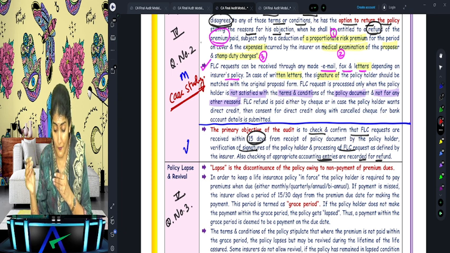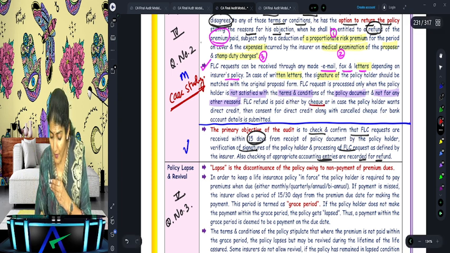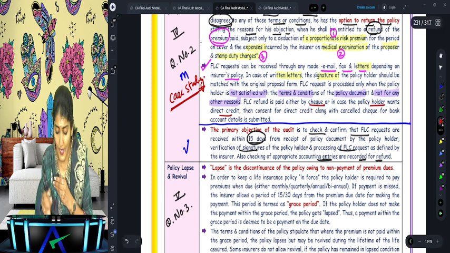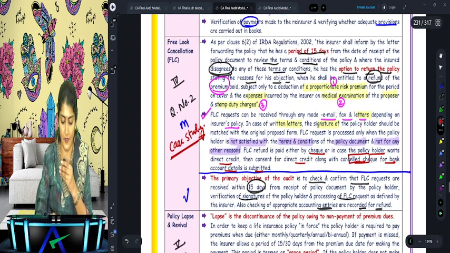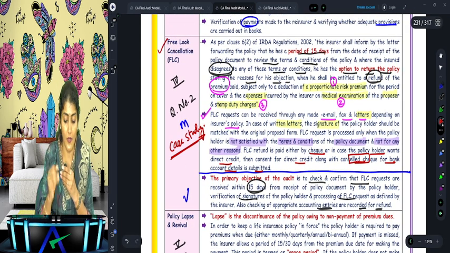An FLC refund is paid either by cheque, or in case the policy holder wants direct credit, then the consent for direct credit along with a cancelled cheque for the bank account details is to be submitted, right? So that is the discussion regarding the free look cancellation.